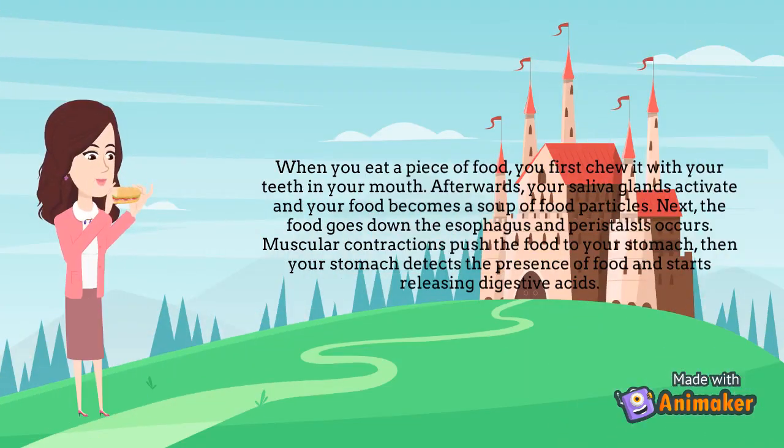When you eat a piece of food, you first chew it with your teeth in your mouth. Afterwards, your saliva glands activate and your food becomes a soup of food particles. Next, the food goes down the esophagus and peristalsis occurs. Muscular contractions push the food to your stomach, then your stomach detects the presence of food and starts releasing digestive acids.